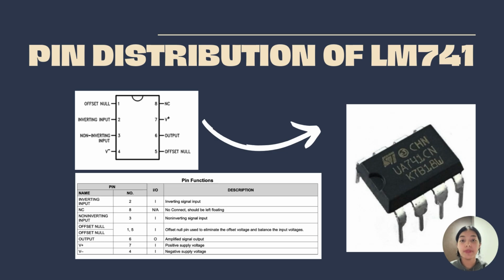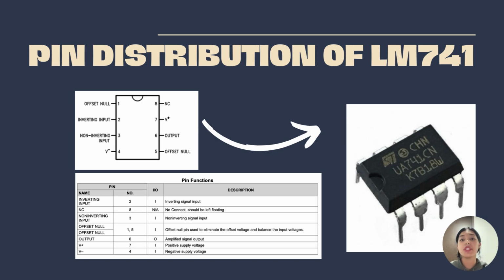Pin number 3 is the non-inverting input. This terminal receives the input signal that is amplified but without the phase inversion. In a non-inverting amplifier configuration, the input signal is applied to this pin and the output remains in phase with the input.